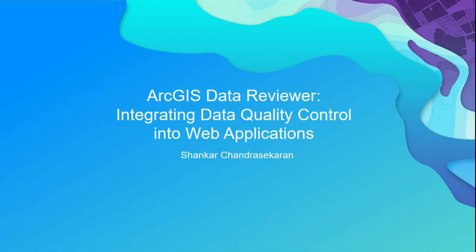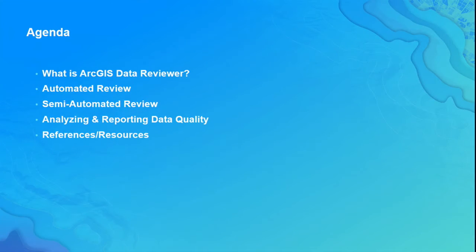So I'll talk about what ArcGIS Data Reviewer is in the ArcGIS platform. We'll talk about automated review and semi-automated review, the two forms of data quality review that we have tools for in ArcGIS Data Reviewer. We're also going to talk about how to analyze and report data quality as part of a transparent system, so you can actually establish to your stakeholders the quality of data at any point in time. Finally, I'll wrap up with some references and resources that you can use to get started on Reviewer.